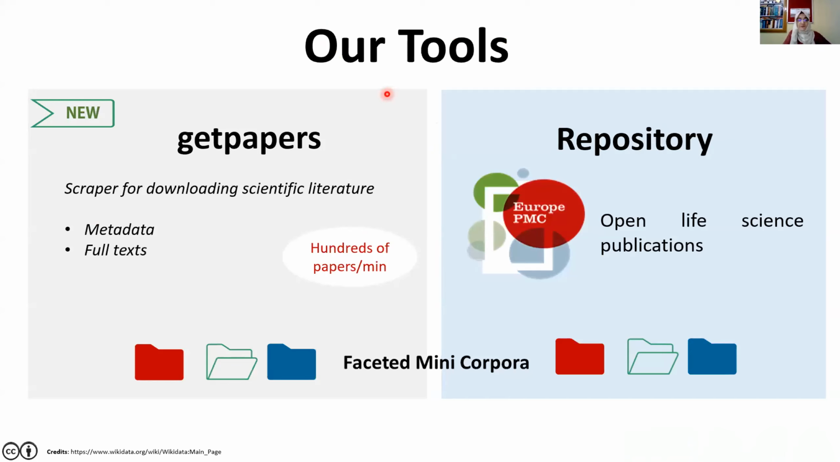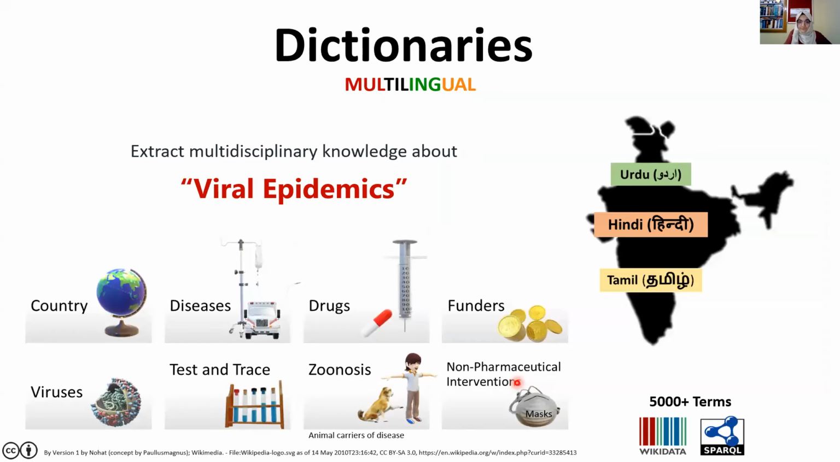Our primary tools in this regard are GetPapers, which is a scraper for downloading scientific literature. For any query that you put in there, it will give you the metadata as well as full text. The potential of this tool is that it can download hundreds of papers per minute. And like I already told you, our primary repository is the Europe PMC repository. Together, these two help us in making faceted mini corpora.